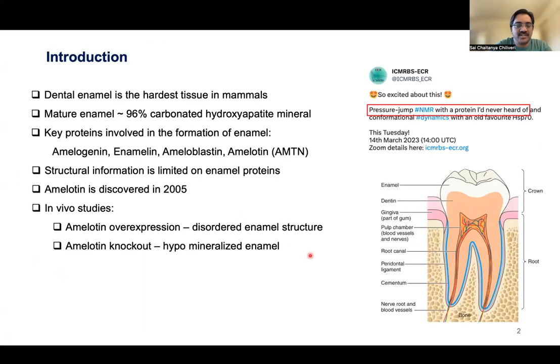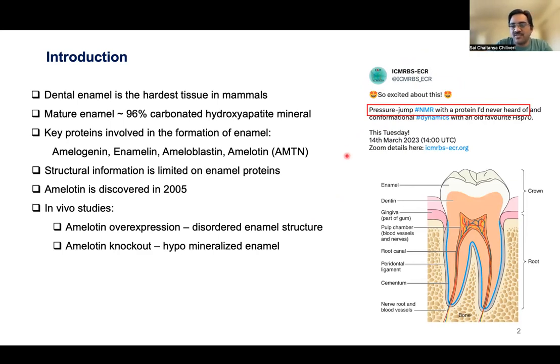As Ruth rightly mentioned, and as was recently tweeted on the ICMRBS Twitter handle, this is pressure jump NMR with a protein that I have never heard of. Honestly, I should agree on that. Till last year, I had never heard about this protein, and we got introduced to it by an X-ray crystallography group at the National Institutes of Health, as they could not obtain structural information on this protein using either X-ray or cryo-EM. They approached us to obtain some structural features of this protein.